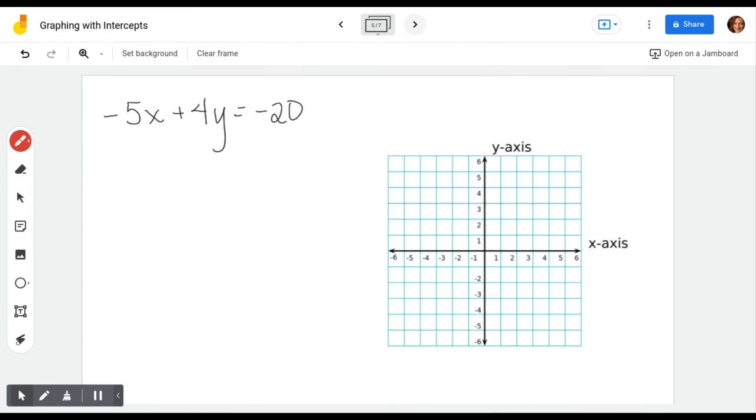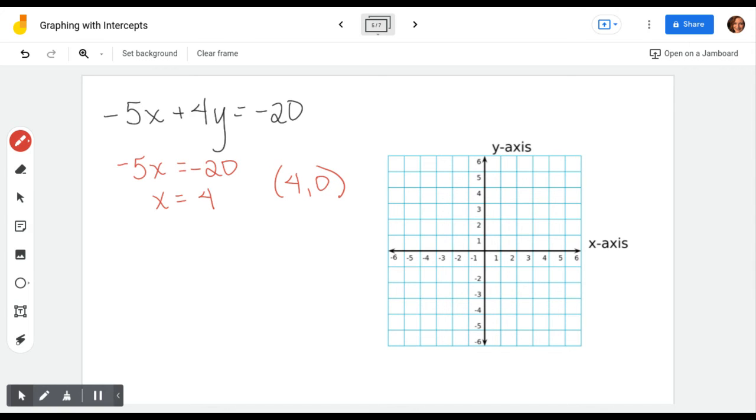Let's do another one. Negative 5x plus 4y equals negative 20. To get my x-intercept, I'm going to put a 0 in place of y and make that disappear. So then I'm left with the x term, negative 5x equals negative 20. Divide both sides by negative 5, and I find out that x is positive 4. So my x-intercept is at 4, 0.